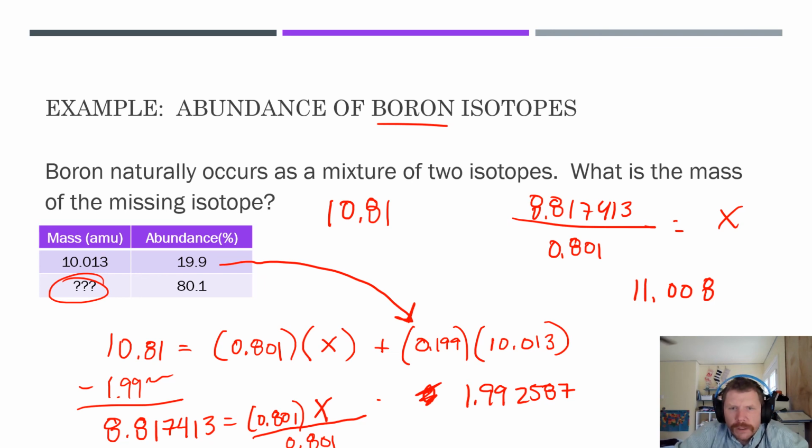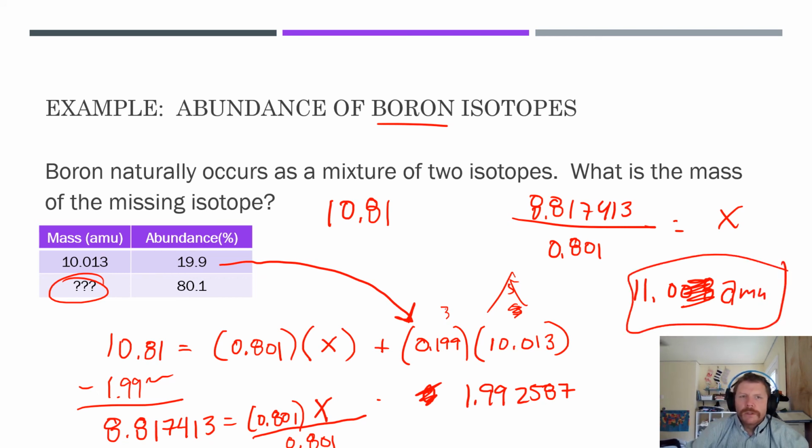Okay, I do have to worry about my significant figures. Let's see, where does that come into play? We've got multiplication, we've got 3 sig figs and this would be 5 sig figs. So we're down to 3 sig figs based on that number. So we need to come up with a number that gives us 3 significant figures, and we can scribble those out. 11.0 AMU is the correct answer.